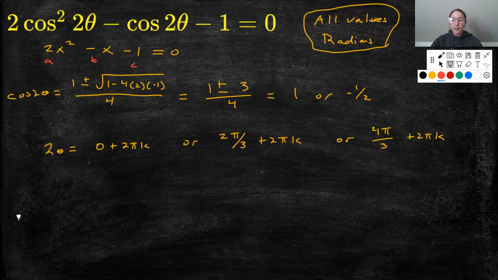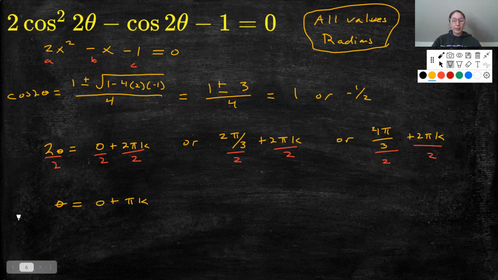So this is great, but again, we only solved for 2 theta. We need to solve for regular theta, which means I need to hit everybody with a divided by 2. And everybody's getting a divided by 2, even that 2 pi k. Divided by 2, divided by 2. So then theta, 0 divided by 2 is 0. 0 plus 2 pi k divided by 2 is just pi k. Basically all revolutions now of pi. Every multiple of pi plus 0 is theta.